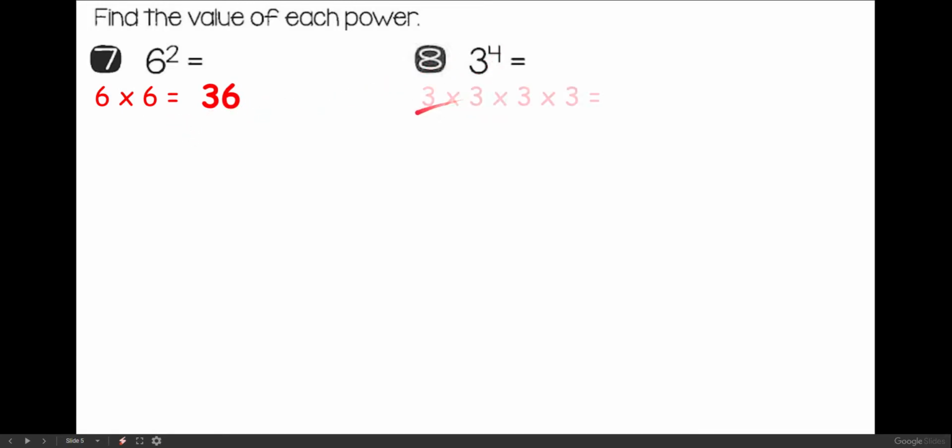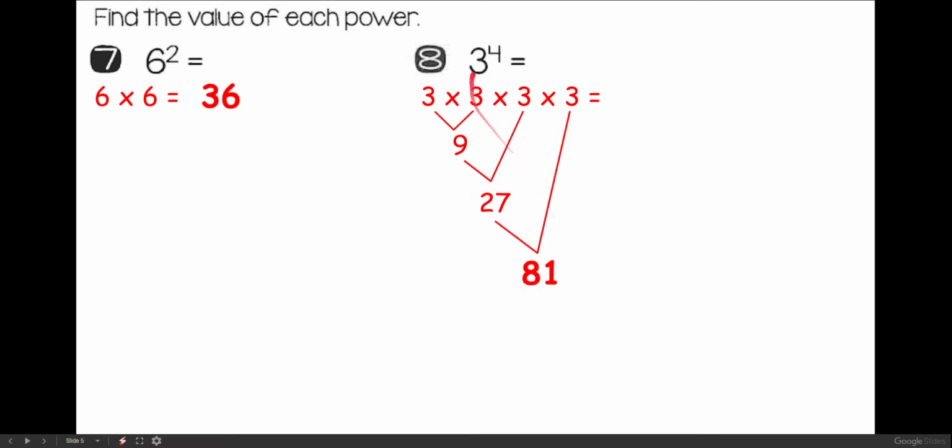3 raised to the power of 4. It's 3 times 3 times 3 times 3. Do not write 12, because 12 is just 3 times 4. Anyhow, 3 times 3 is 9. And then 9 times 3 is 27. And 27 times 3 is 81. So 3 to the 4th is 81.